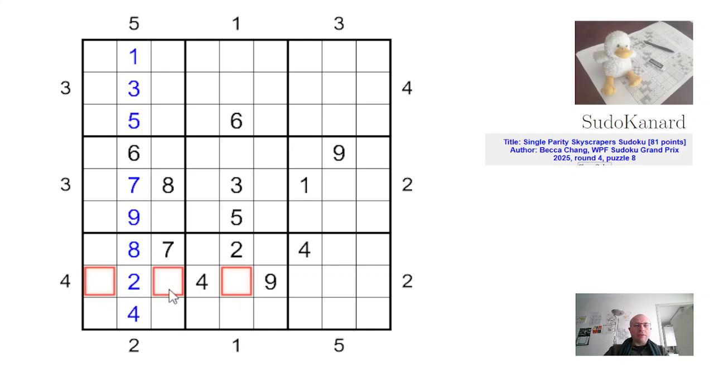So this is seen. So only 7 will work here. And this is 1 or 3. And this is 3 or 5. All right.